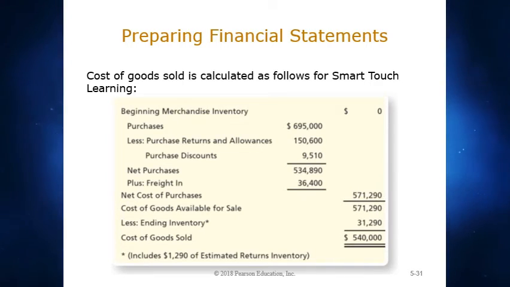So then we have to determine our cost of goods sold. So we look at it this way and we see, okay, our cost of goods available for sale should be this number, and then we subtract our ending inventory from that. So what do we still have left on hand? And then that gives us our actual cost of goods sold, which is $540,000.